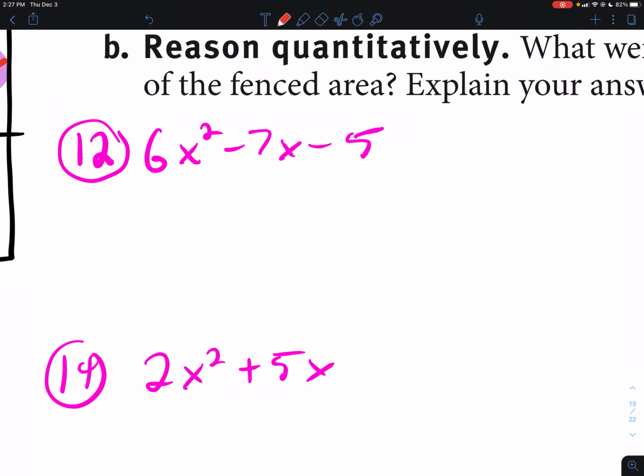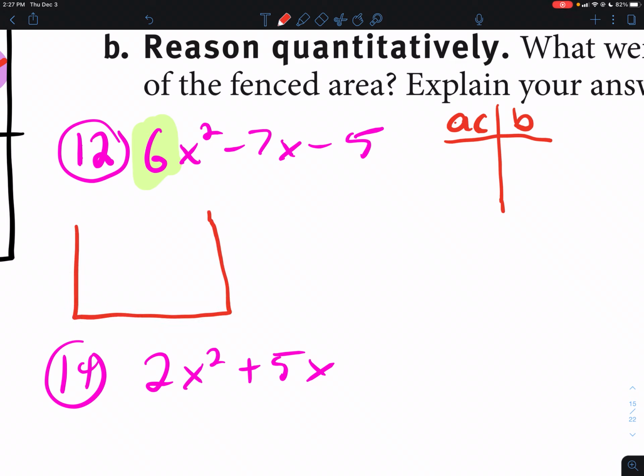So on these problems we talked about how A is not 1. So basically in all of these you have to deal with that part of it. It's a little more complicated, but the process honestly is the same. We just have to be a little more careful. So we still need a box, and we still need the ACB chart.